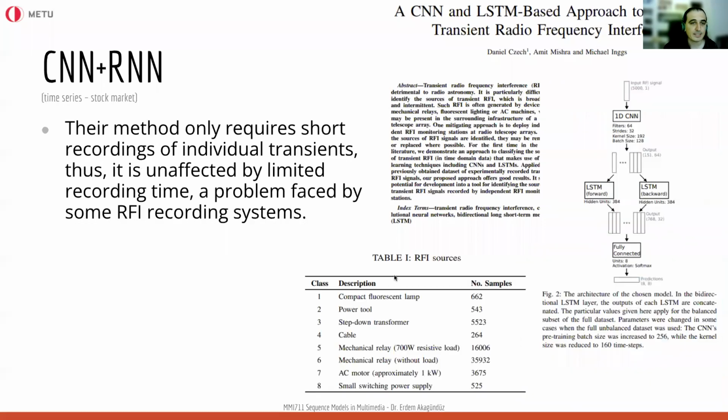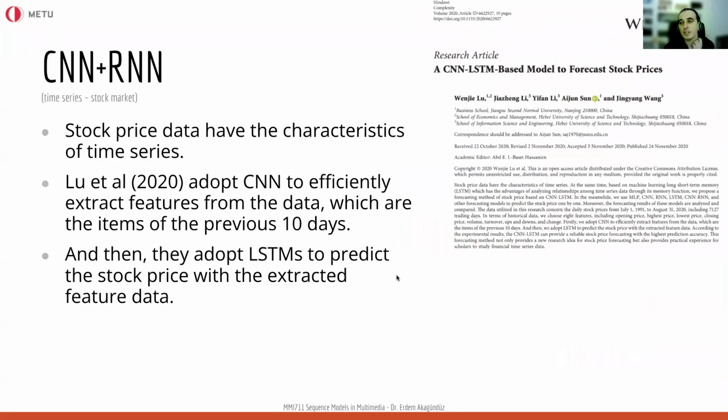There are endless examples, guys. One of them is stock prices, or the Bitcoin prices. People are working on it. So this is one of them. Stock price data have the characteristics of time series. People use CNN plus LSTM based models to forecast stock prices.